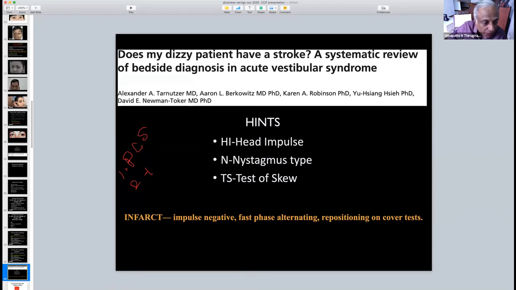Do the head impulse. Oh, somebody's drawing on my thing. I'm not sure why they're drawing on my thing.